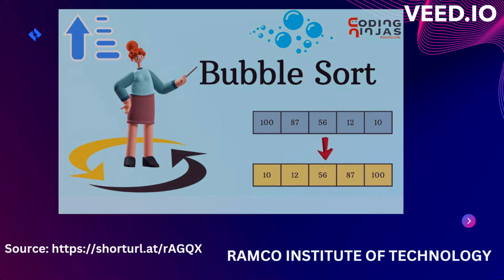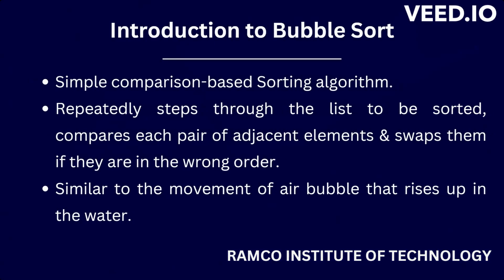Now, let us have an introduction to bubble sort. So, what is bubble sort? Bubble sort is nothing but a simple comparison based sorting algorithm. This algorithm repeatedly steps through the list to be sorted, compares each pair of adjacent elements, and swaps them if they are in the wrong order.